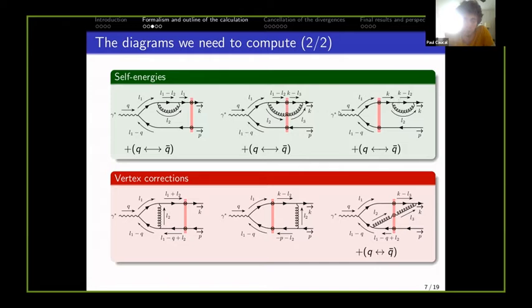We also have vertex corrections in which the gluon loop is again before, after, or crosses the shockwave. And again, similar diagrams with QQ-bar interchange for these three self-energies and this vertex correction, in which the gluon can be attached to the quark and then to the anti-quark.